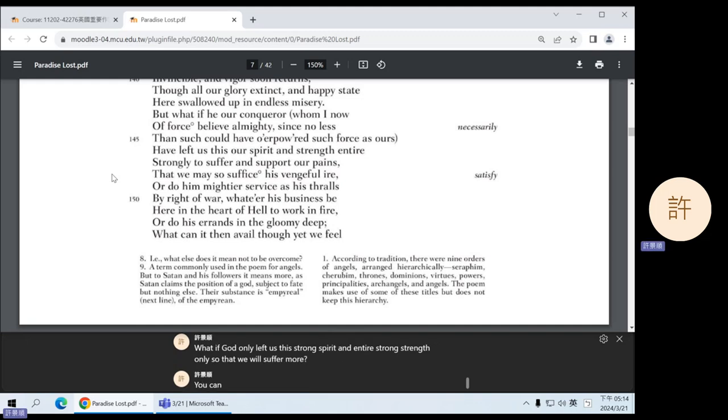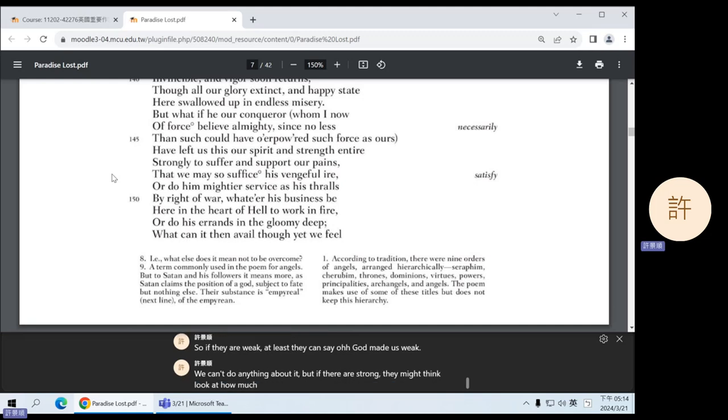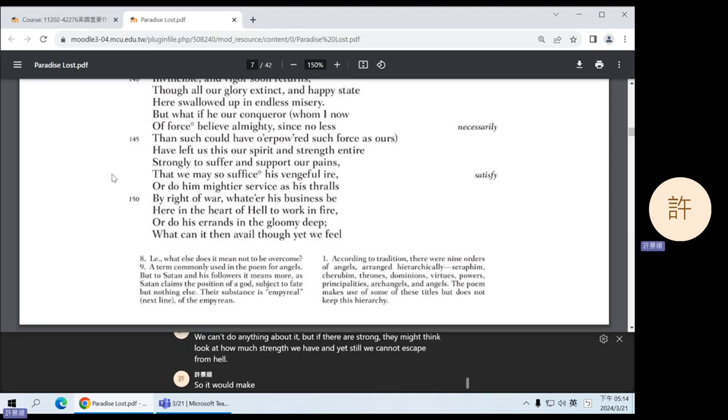You can think about this, right? These devils are stuck in hell. So if they are weak, at least they can say, oh, God made us weak, we can't do anything about it. But if they are strong, they might think, look at how much strength we have, and yet still we cannot escape from hell. So it would make their suffering even worse.